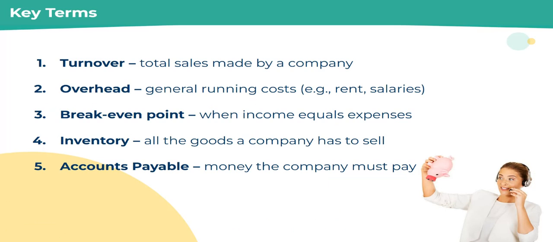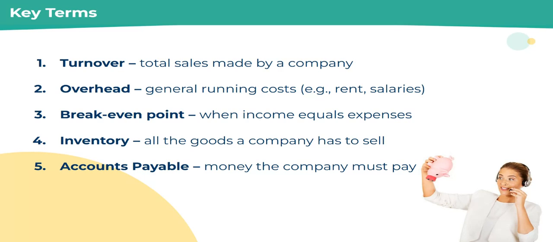Here we have some. Number 1, turnover. Now this relates to the total sales made by a company, the turnover. Number 2, the overhead. This is the general running costs, for example, rent and salaries. The overhead. Number 3, our break-even point. This is where income equals expenses. The break-even point. Number 4, inventory. This relates to all the goods a company has to sell. The inventory.